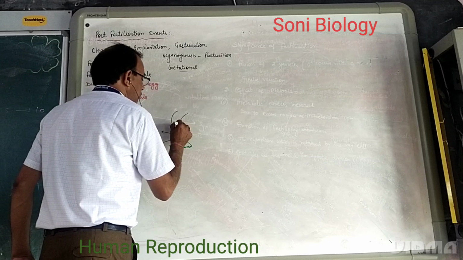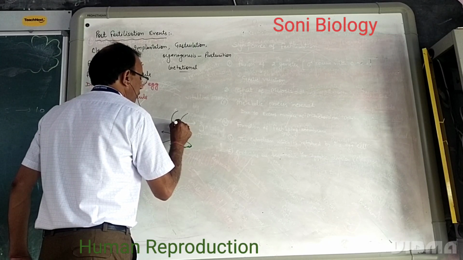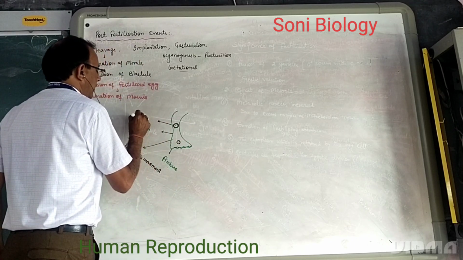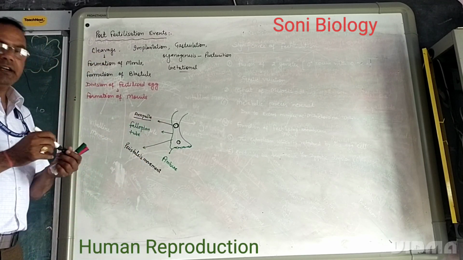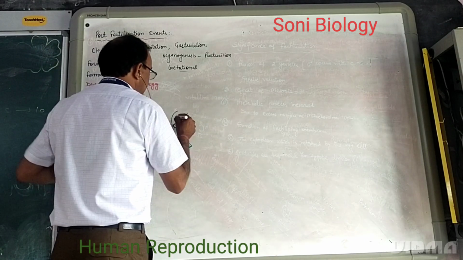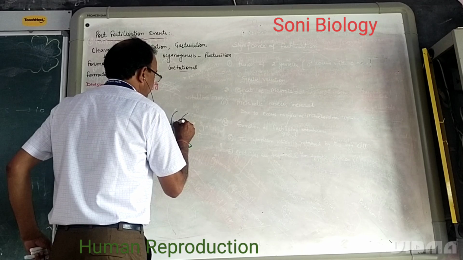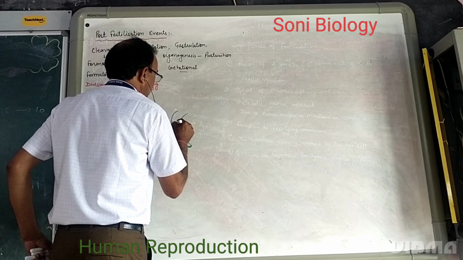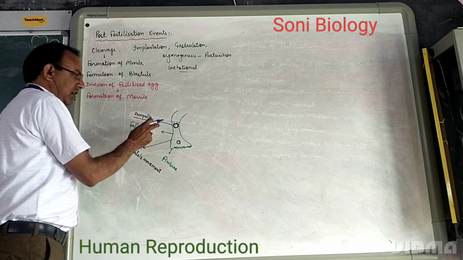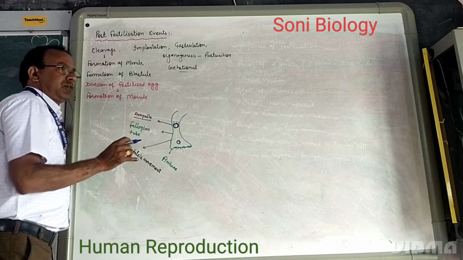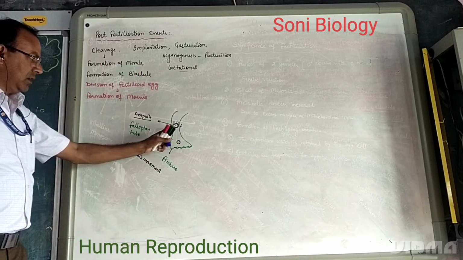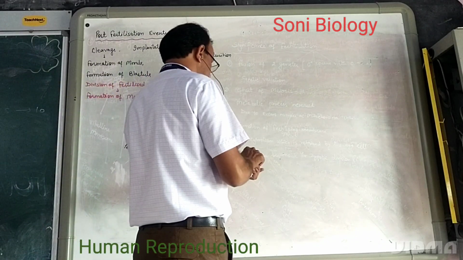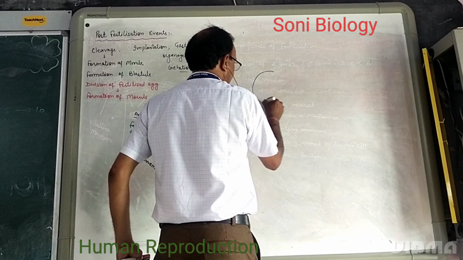Then this egg reaches the ampulla, the wider part of the fallopian tube. This is the site where the fertilization of the egg takes place. It means here sperms reach from external sources. This is the first phase in which fertilization can take place. Suppose this is the A phase, and the fertilized egg resembles this one. Suppose this is an egg.